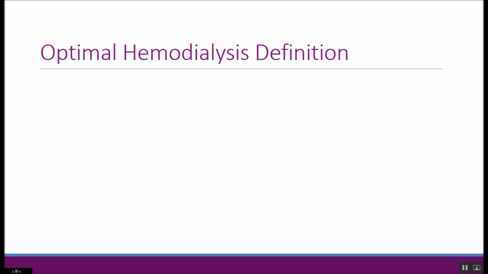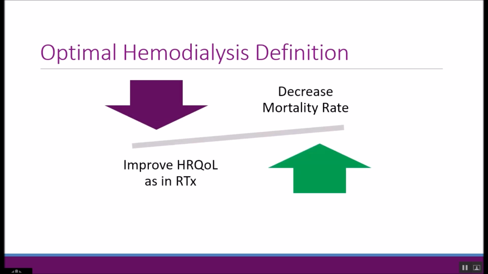Now, what is optimal hemodialysis? Ask yourself what you feel optimal hemodialysis should be. In two single words, the optimal hemodialysis definition should improve the health-related quality of life, as in patients with renal transplantation at least, as well as decrease the mortality rate.